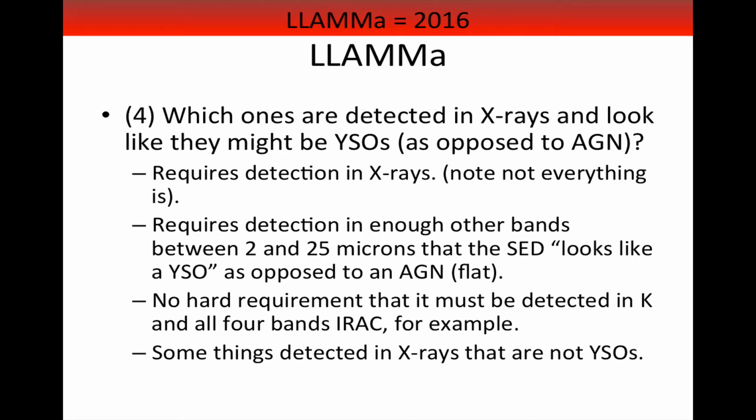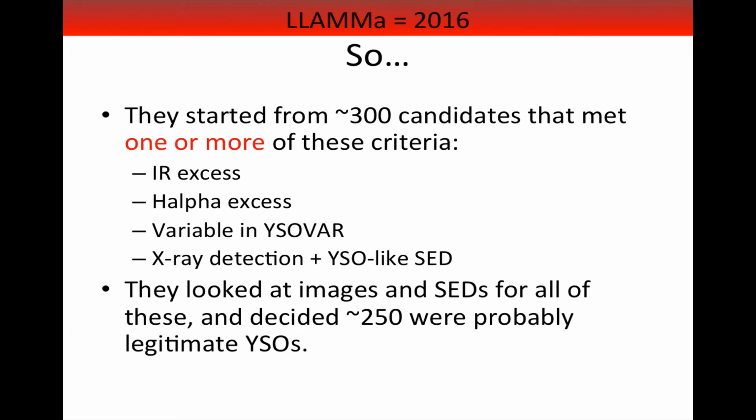And in addition, we have to have enough other bands to be able to tell that the SED looks more like a star than an AGN, an active galactic nucleus, because AGN are also very bright in X-rays and can have a lot of infrared. So we don't have a hard requirement that it needs to be detected in, say, all four IRAC bands. We just need enough detections to see what the SED shape roughly looks like. So there's plenty of things that are detected in X-rays that are not young stars.